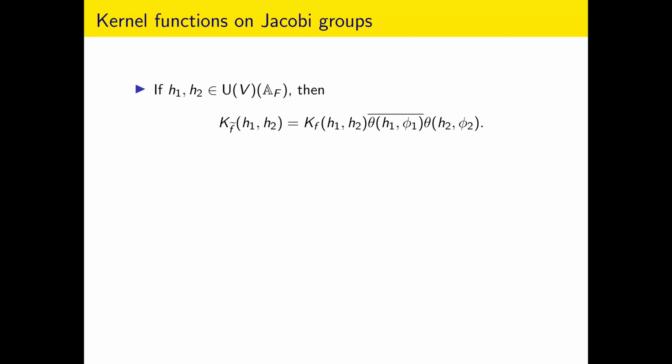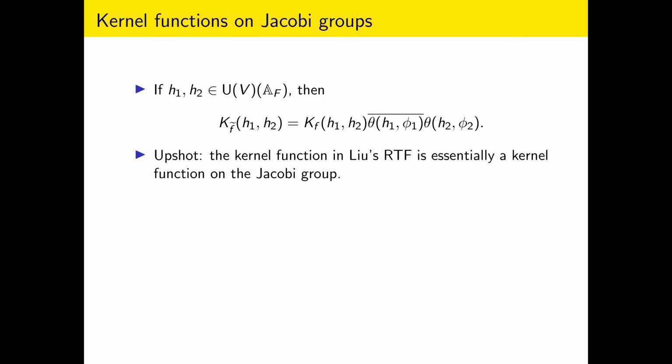Now we have this test function f tilde, and if we just naively mimic the automorphic kernel construction, then we can form the automorphic kernel on the Jacobi group. But suddenly, if we restrict that automorphic kernel back to the unitary groups, then we end up with a very familiar expression as before. It's the kernel function on the unitary group times two theta functions. So the upshot is that the kernel function in Liu Yifeng's relative trace formula is essentially a kernel function on the Jacobi group.